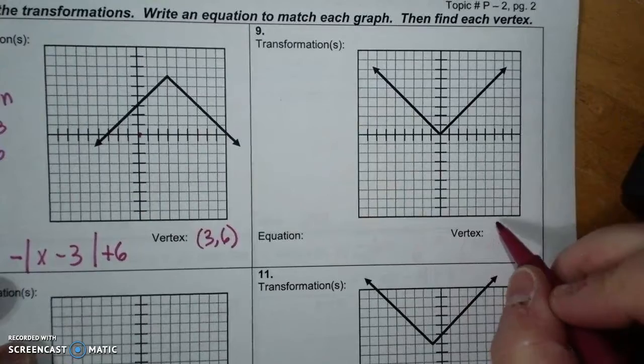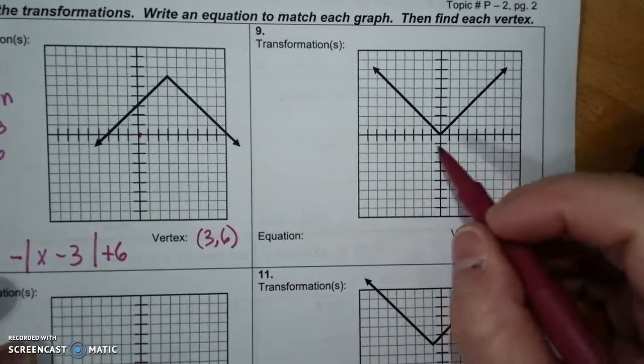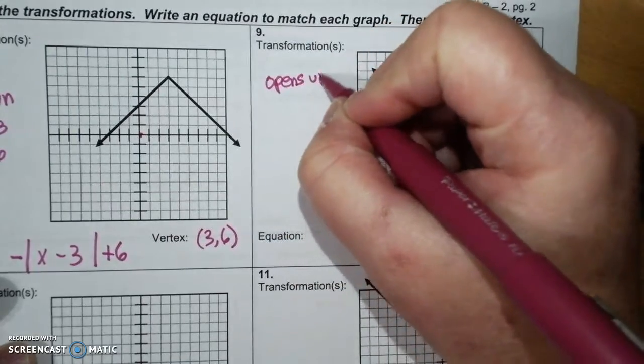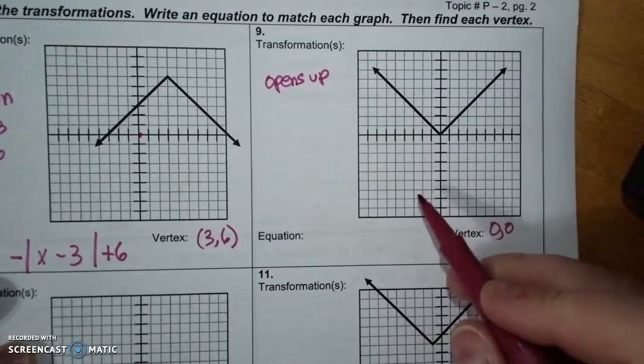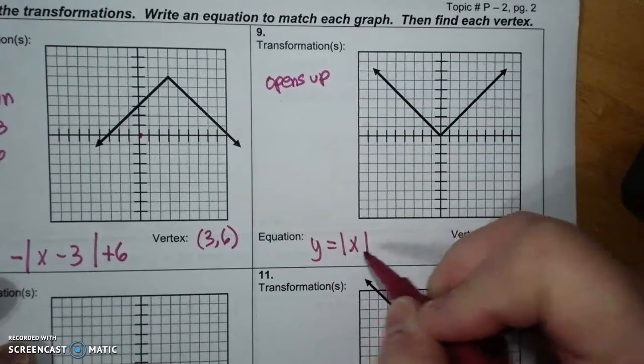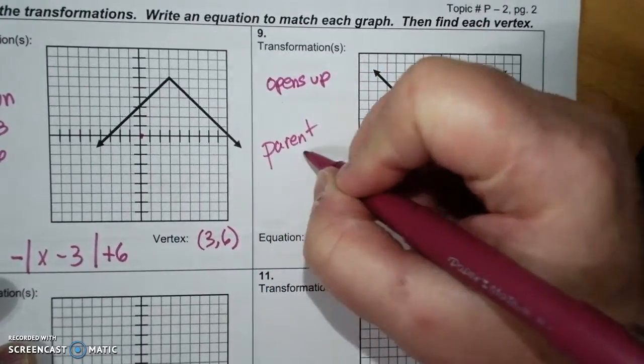Next one, vertex (0, 0). Opens up, didn't go right or left, y equals the absolute value of x. I'm then going to say, hey, that's the parent function.